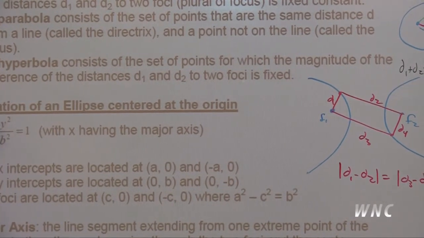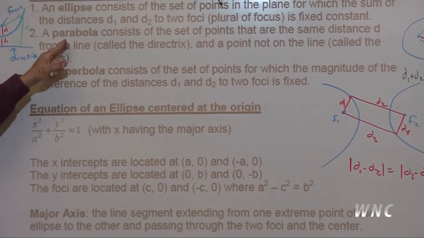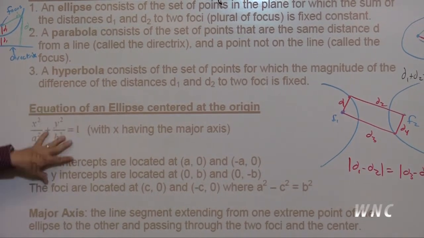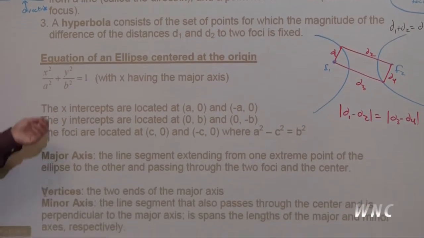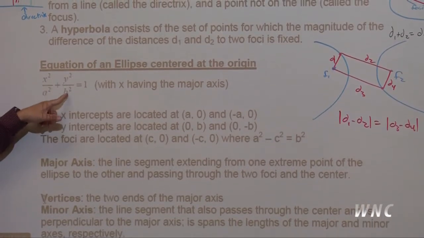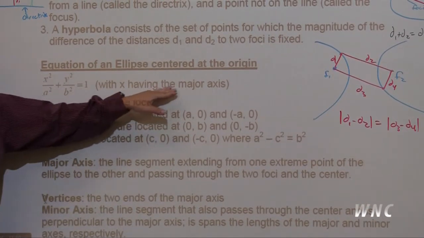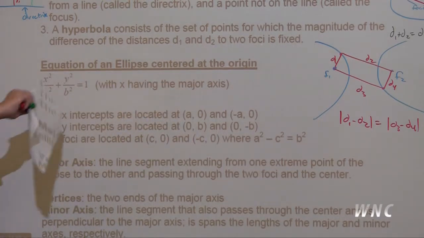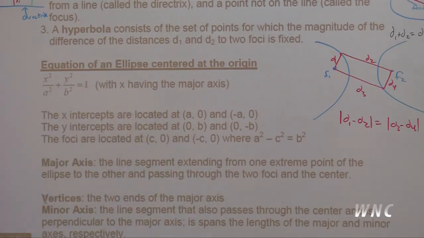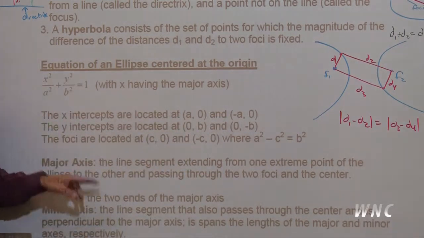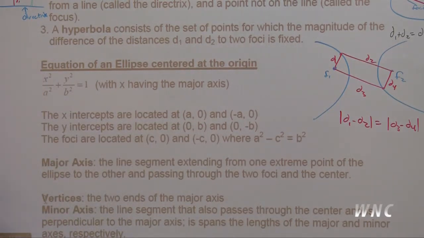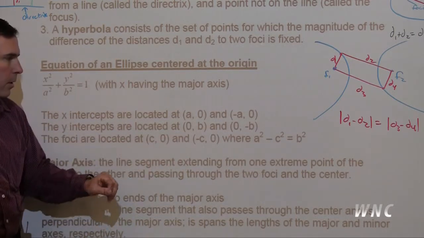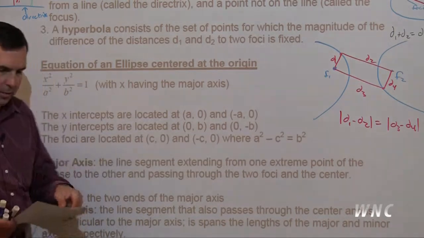So in this section, we'll be talking about ellipses, 9.2 parabolas, 9.3 hyperbolas. So we're going to go further on into ellipses now. First of all, an equation of an ellipse centered at the origin, so at 0, 0, would be x squared over a squared plus y squared over b squared equals 1. In this case, x has the major axis. That means it's wider horizontally than it is vertically. The x-intercepts are located at (a, 0) and (negative a, 0), and the y-intercepts are located at (0, b) and (0, negative b). The foci are located at (c, 0) and (negative c, 0), where a squared minus c squared equals b squared.